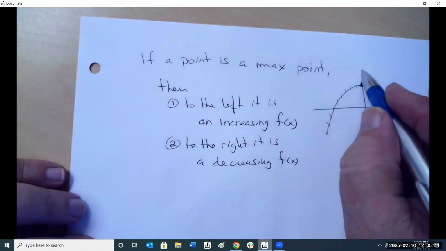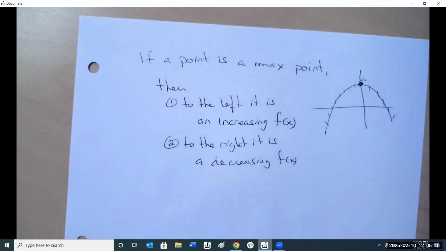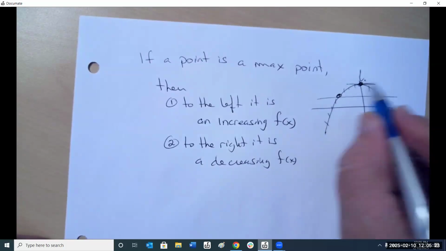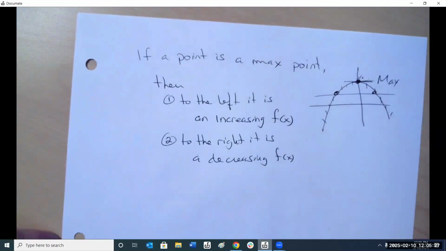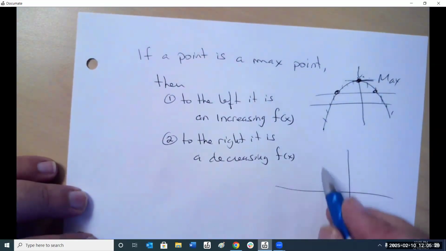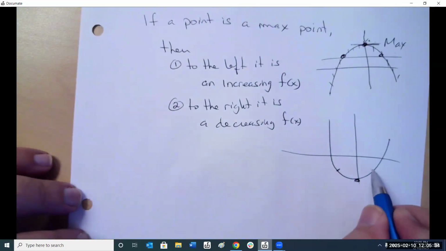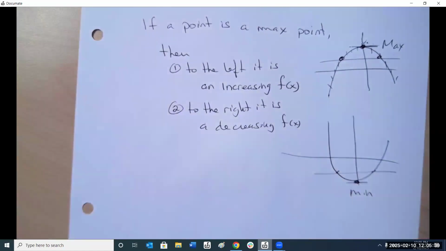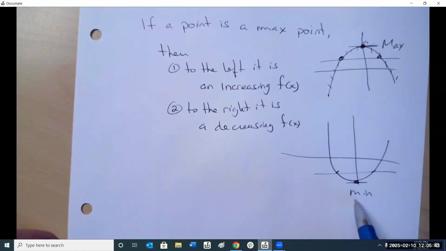So if we have a value and we are saying it's a maximum or minimum, we look at points to the left and to the right of it. If these two points are lower than this one, then that's got to be a max. If these two points are above it, then this is a min. And for a minimum, it's just the opposite.